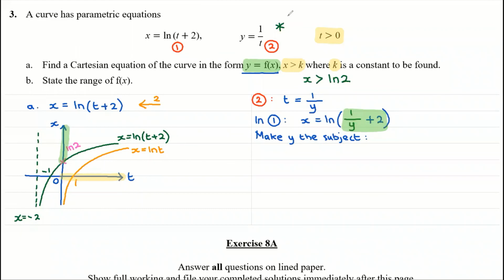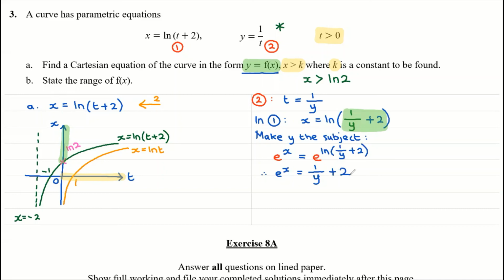So this is how we do it. I'm simply going to say e to the power x, that's exponentiating the left-hand side, would be equal to e to the natural log of 1 over y plus 2. All that's in the power. And e to the log of anything is just the anything back. So therefore we get e to the x would be equal to 1 over y add 2. We've now released the y variable.